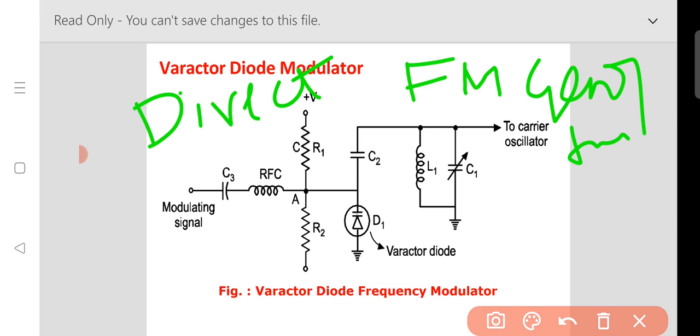For the indirect method, we use the Armstrong method, the FM indirect method. There are different types of direct FM generation, but we majorly use the varactor diode modulator. It means the variation method, or varactor diode method. This is the direct method to generate FM. Okay.